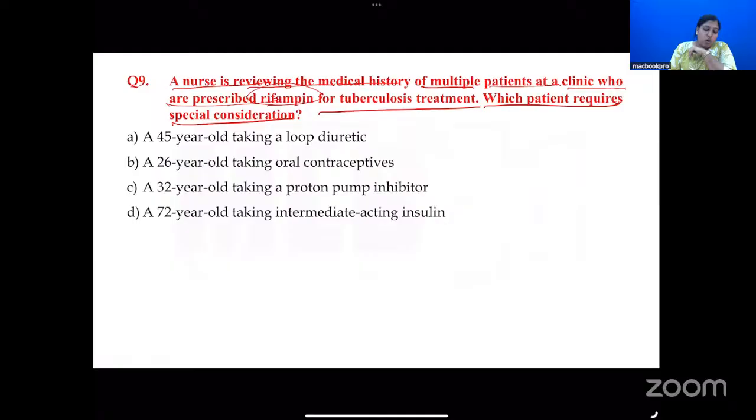Yes, very good. For all who are answering B, now tell me in the comment box, what is the reason behind this?